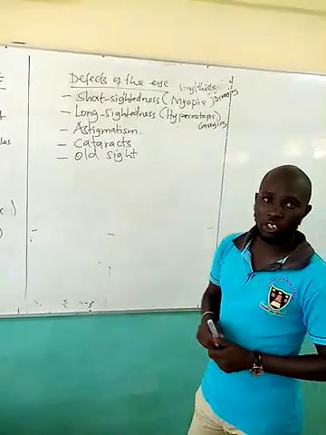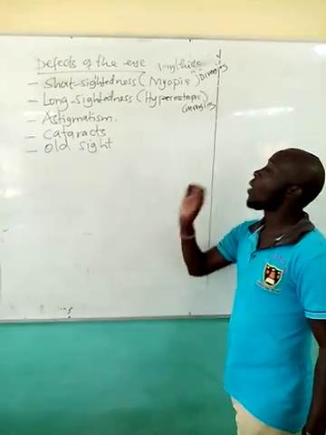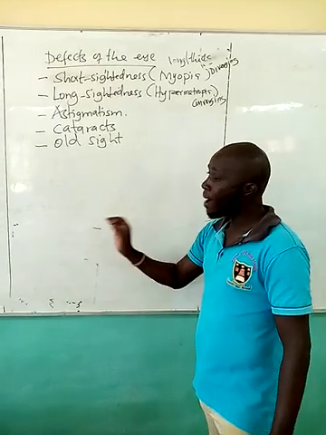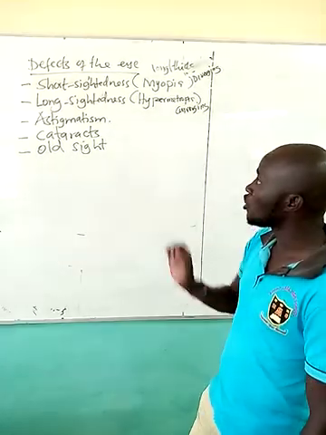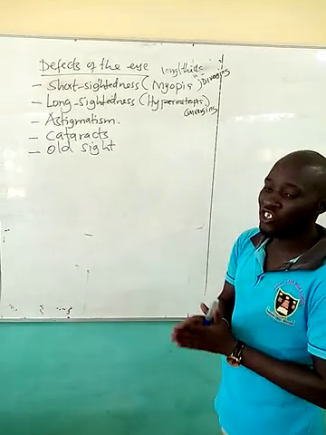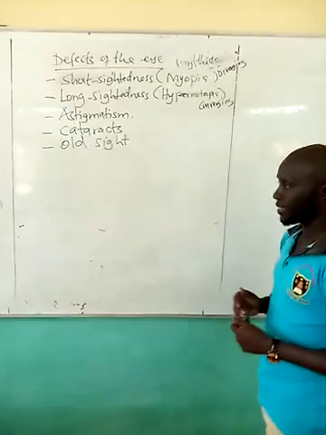How do we correct short-sightedness? It is corrected by that individual wearing a diverging lens. We talk about wearing, don't say putting on. We are wearing a diverging lens so that those rays are brought into focus.